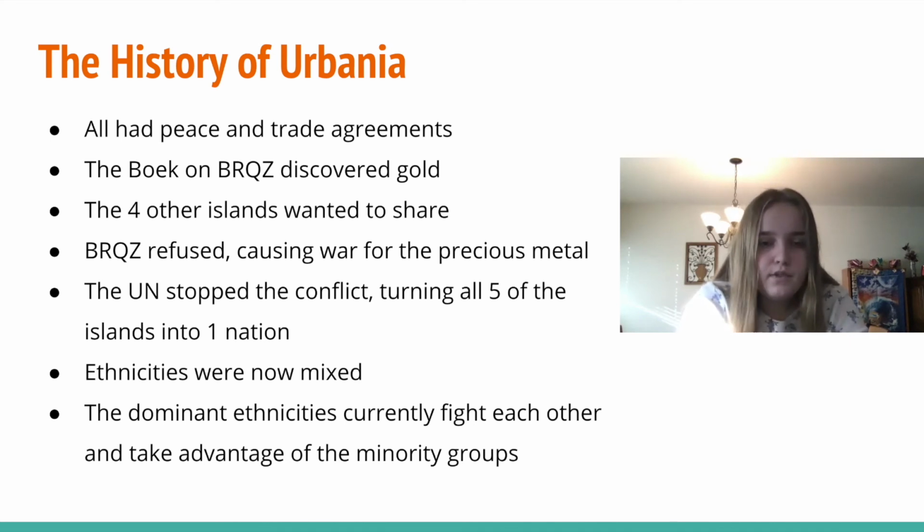So the current major problem in Urbania is clashes between the ethnicities. The 2 dominant are the Bobek and the Rondo. They fight a lot between which laws would benefit them the most. And they also take advantage of the Quelf and the Zandu, who are the minorities that currently have no say in the government. So that is where we come in and how we are going to make our constitution.